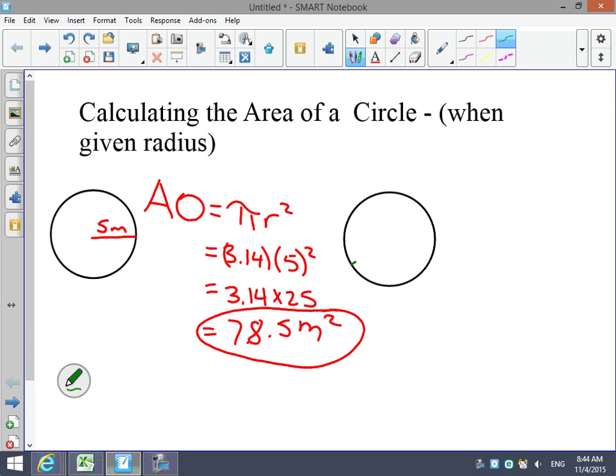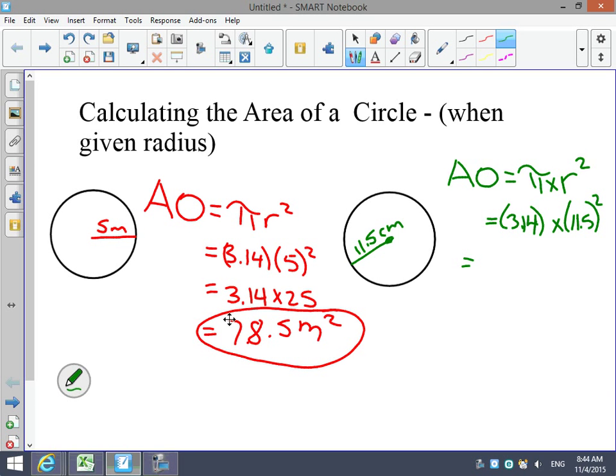The radius, I'll make it into a decimal number this time just to show you that it's no big deal. I'll make it 11.5 centimeters. We're going to start with our formula. Area of a circle equals pi times r squared. You can see I wrote it differently this time just to show you that it means exactly the same thing. There's the bell. 3.14 is what I'm substituting here for pi. And my radius is 11.5 squared.